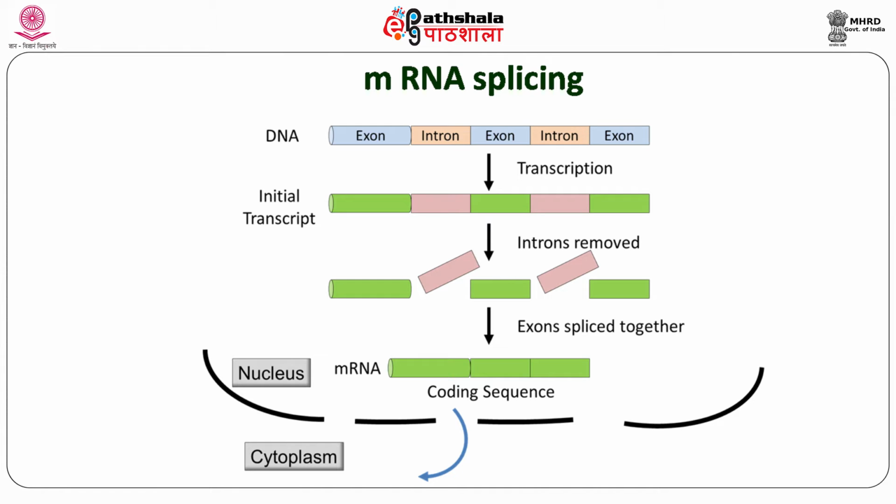Do you know this process is very important since faulty splicing can cause diseases. Have you heard about beta thalassemia? Yes. Beta thalassemia is caused due to mutation that results in nucleotide change at an exon-intron junction.